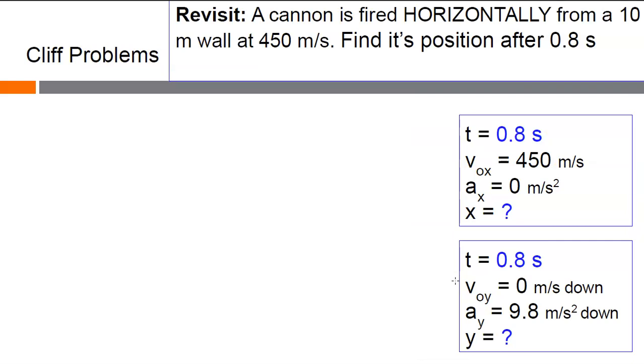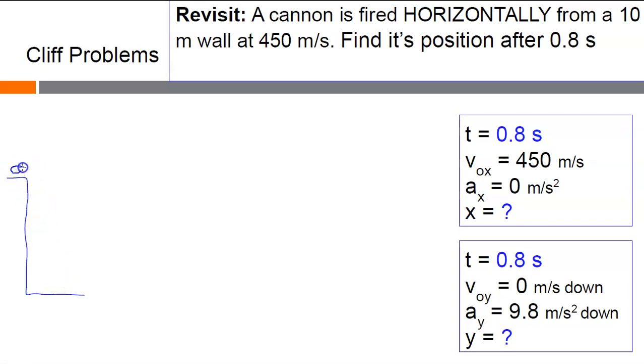Here's a good example of that. We're taking a cannon and we're firing this thing horizontally from a 10-meter wall at 450 meters per second. Okay, so I'm going to draw a little picture over here on the side. I've got this 10-meter wall. Maybe it's a fort wall. Maybe, I don't know why else there's a cannon on a wall.